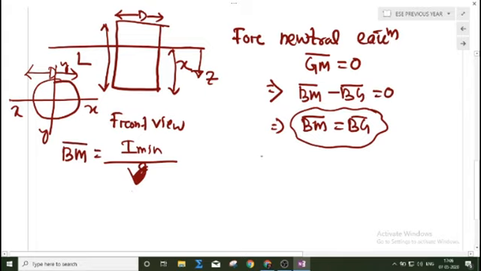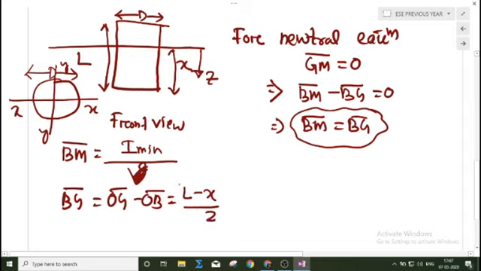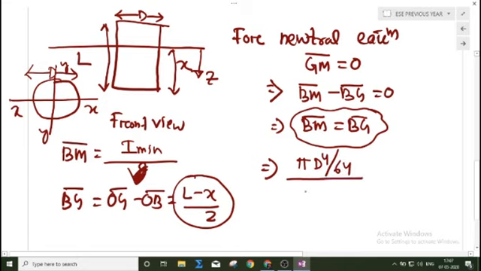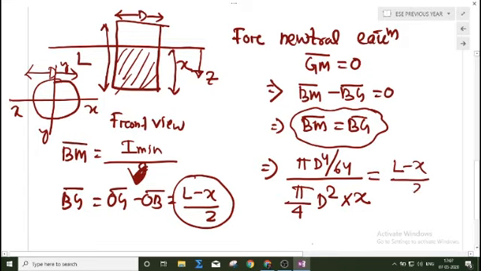BG is equal to OG minus OB, which is L by 2 minus X by 2. BM is equal to pi D to the fourth by 64, divided by the volume submerged inside the water, which is pi by 4 into D square into X. This equals BG, which is L by 2 minus X by 2.